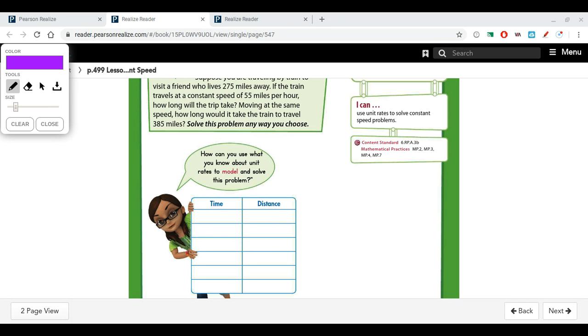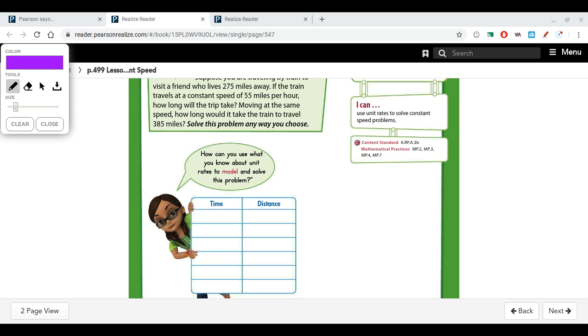And the first problem that we're going to take a look at is your solve and share. And it says, suppose you are traveling by train to visit a friend who lives 275 miles away. The train travels at a constant speed of 55 miles per hour. How long will the trip take? Moving at the same speed, how long would it take the train to travel 385 miles?